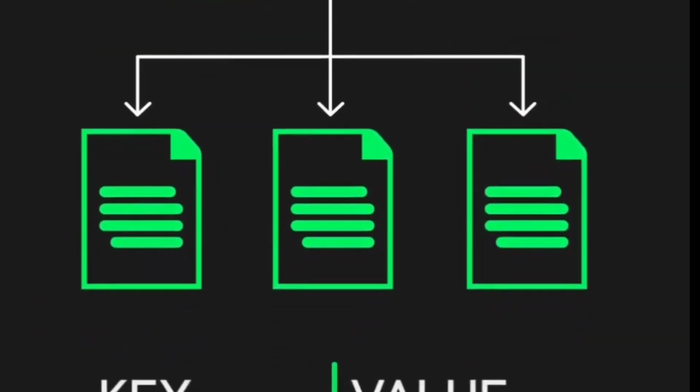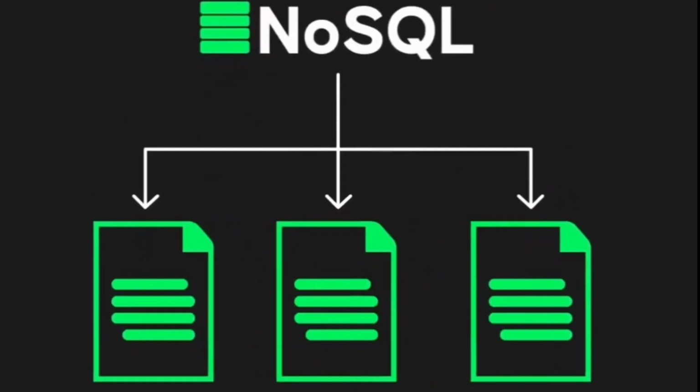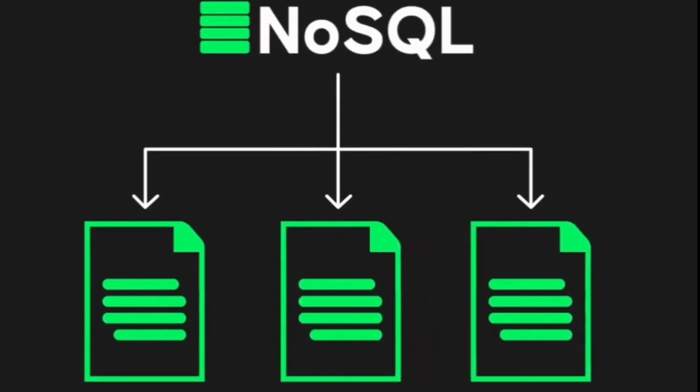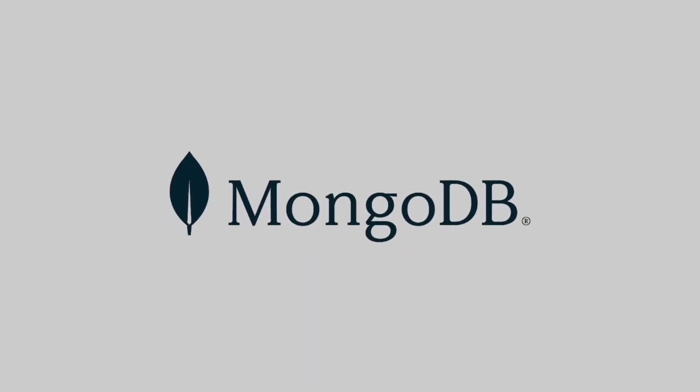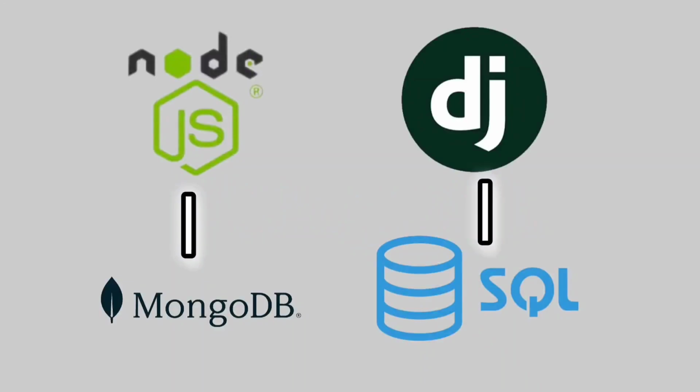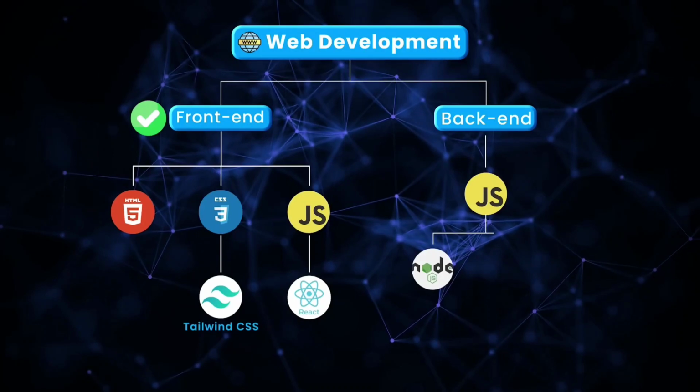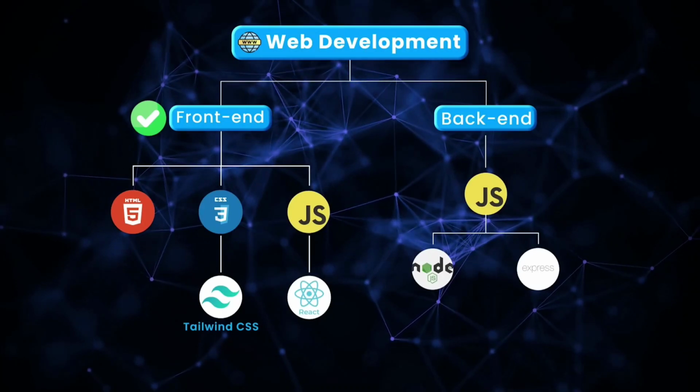And NoSQL means no matter how you store the data, just don't store it in the table. The most popular among them is MongoDB database. Now if you are learning Node.js, then you should prefer to use MongoDB. If you are learning Django, you should prefer SQL. Similar to front end, you need a JavaScript framework for the backend as well. Express.js provides you all the tools you need to build APIs.